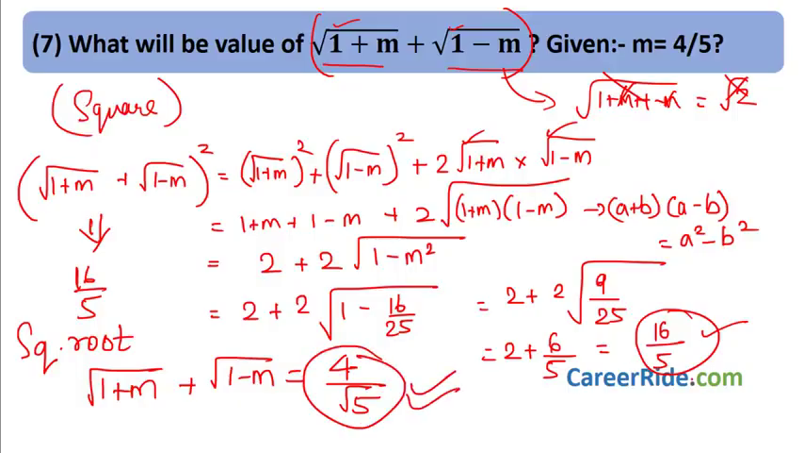Please pay close attention. Many times people stop over here and get the wrong answer, right? This is the answer for the square. We have squared the expression. So take the square root and get the answer as 4 upon root 5.